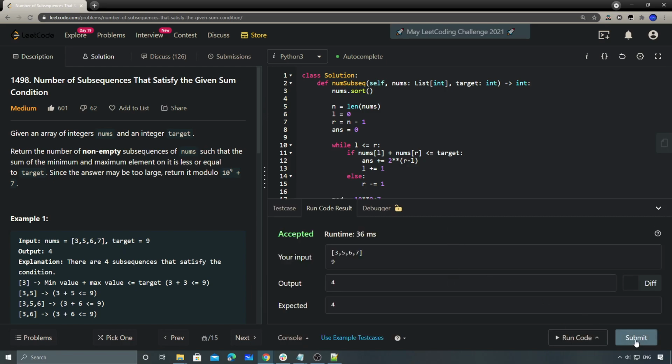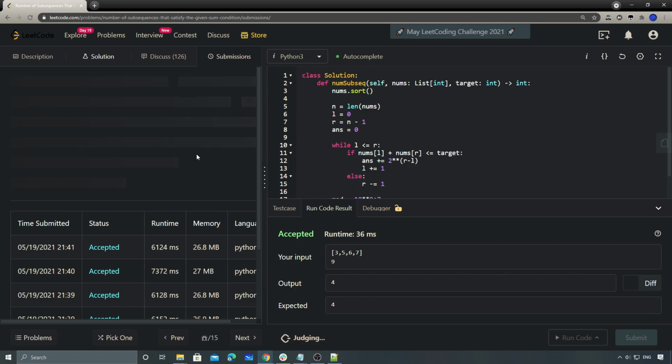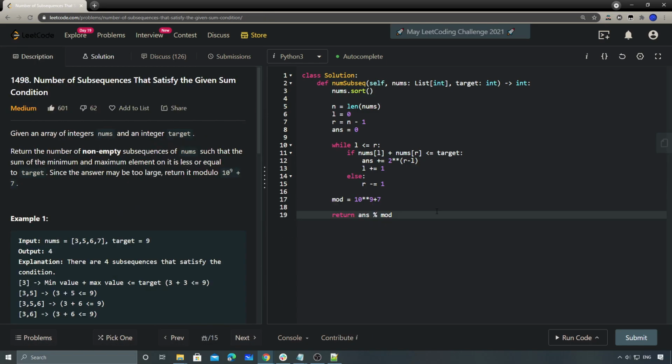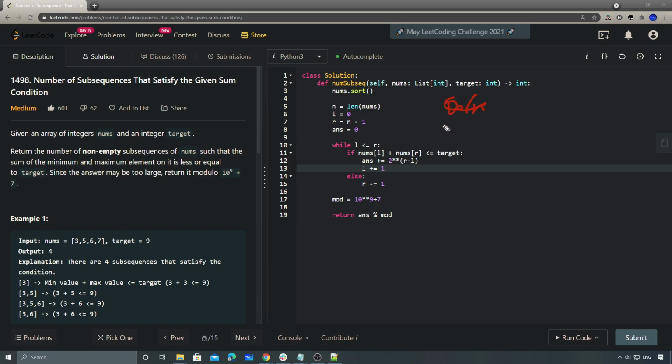Okay, accepted if I run it. Cool. So this one is kind of slow, but I guess this is as good as we can get for this one. As you can see, the time complexity for this is O of n log n, because we have the sort, and then the loop here is just O of n, right? So what else? Yeah, I think that's pretty much it.